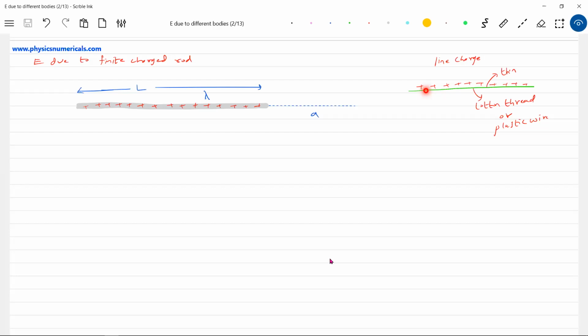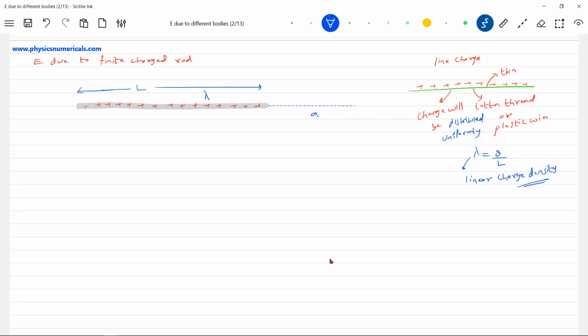After this, how will the charge distribution be uniform? The charge will be distributed uniformly throughout its length. So then I'm able to define lambda. What is lambda? Total charge by length of the thread, where Q is the total charge. This lambda is called linear charge density.